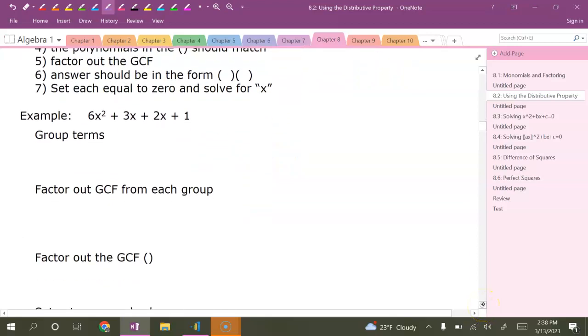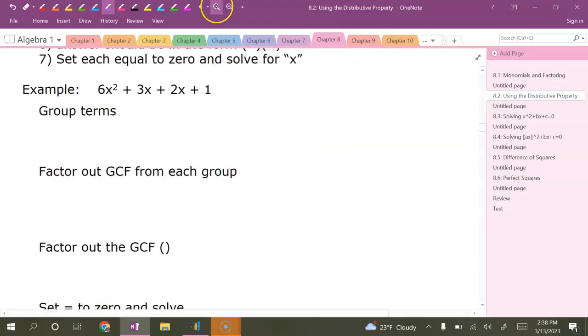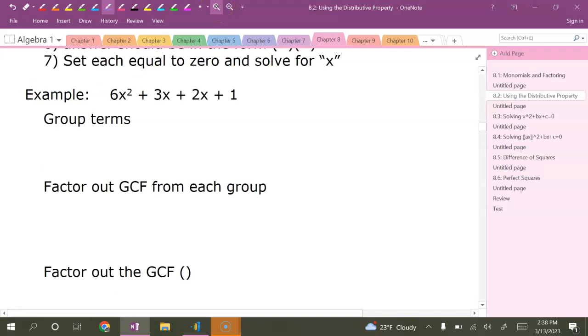So for this first example here, I've got these 4 terms. And so we're going to go through this step by step. So the first thing I do is I group my first 2 terms and my last 2 terms together. So it looks like this. I put parentheses around the 6x squared and the 3x. And then I put parentheses around the 2x and the 1.